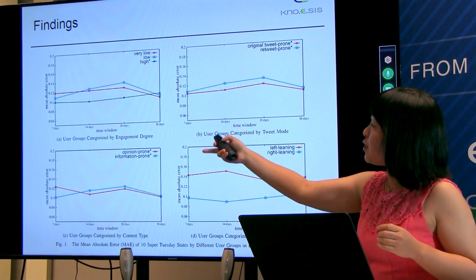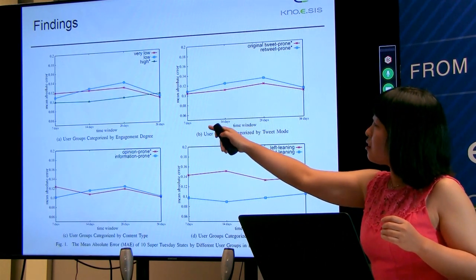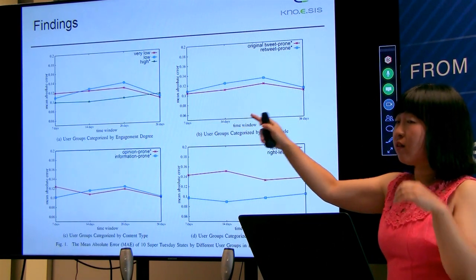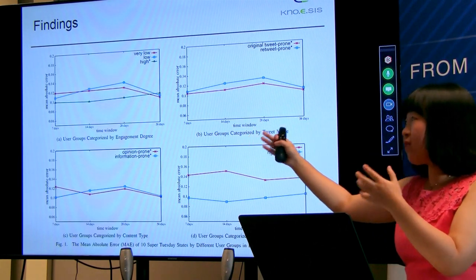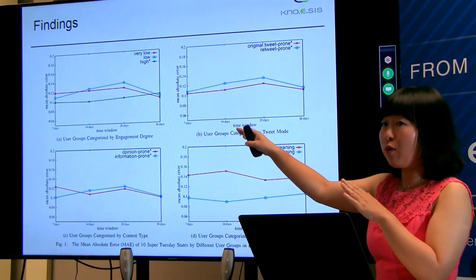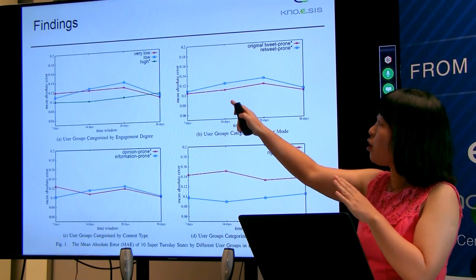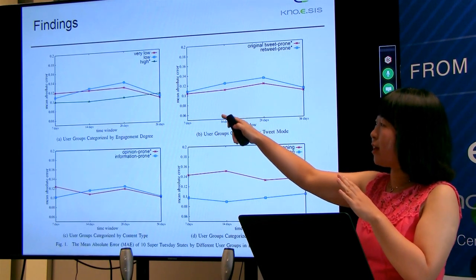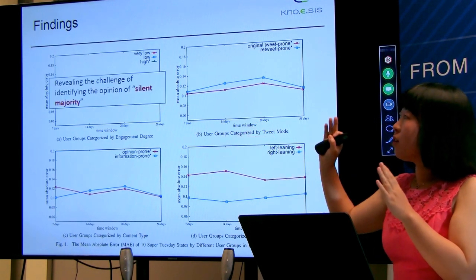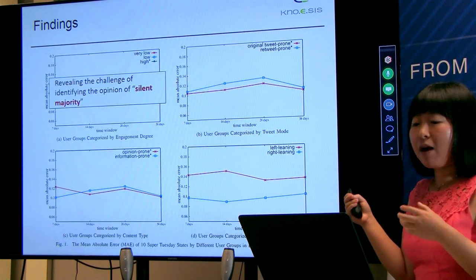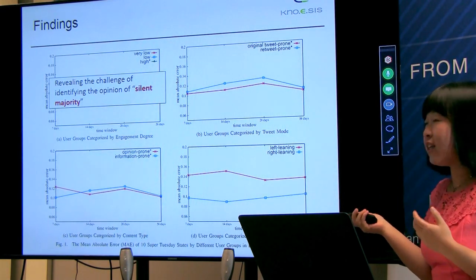If you look at the first one, we can see that if you use the opinions from high engagement users, the error is low. But for the very low and low engagement users, the error rate is higher, which means that how to identify the opinion of the silent majority is an important challenge.